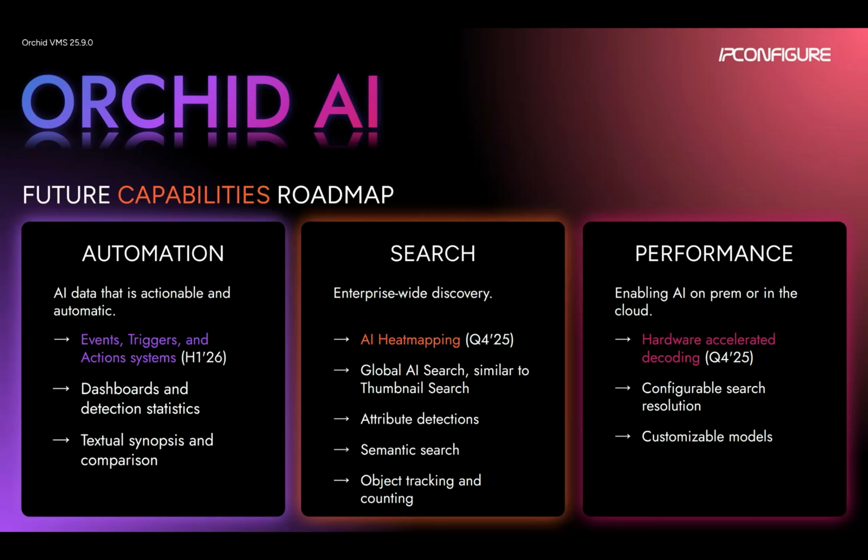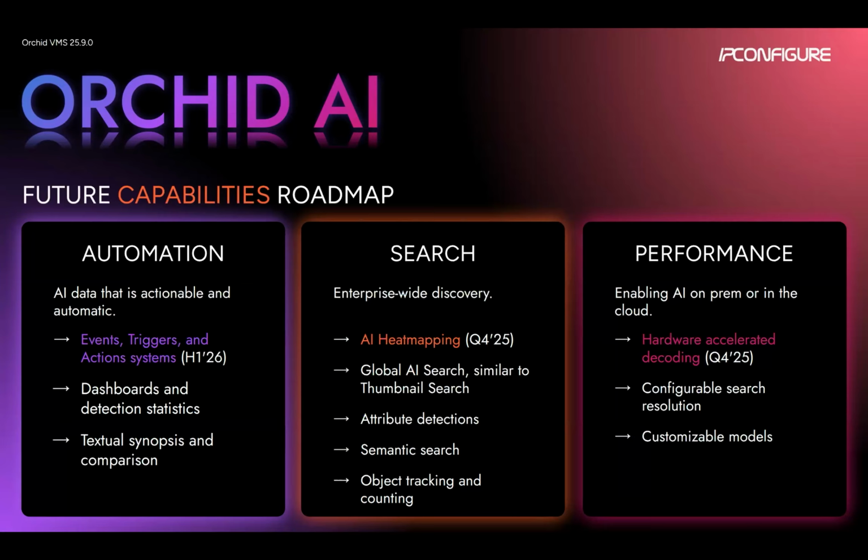So, we've looked in 25.9 at finding people who are maybe carrying a handbag, a suitcase, or a backpack, but we want to dig a little bit deeper into those attributes. So we want you to be able to query the models to say, show me people wearing a red backpack or a blue briefcase. That's something that's coming soon.